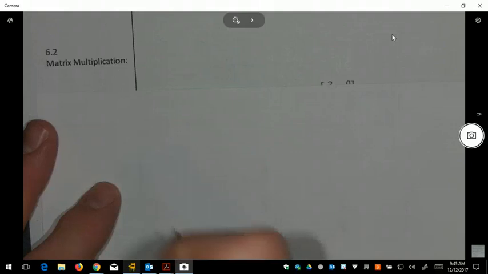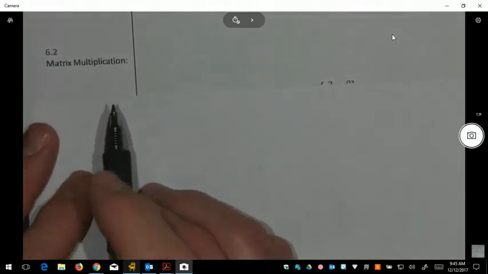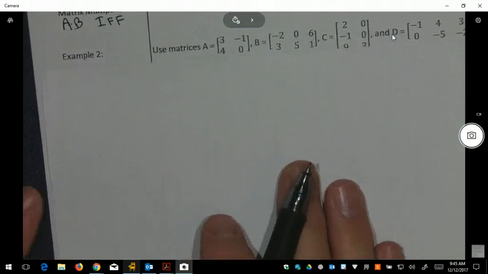So I want to make a note. You know how for addition and subtraction they had to have the same dimensions? Matrix multiplication doesn't necessarily work that way. They could have the same dimensions depending on what they are. But let's put it this way. A times B can only happen if and only if we're going to look at their dimensions.